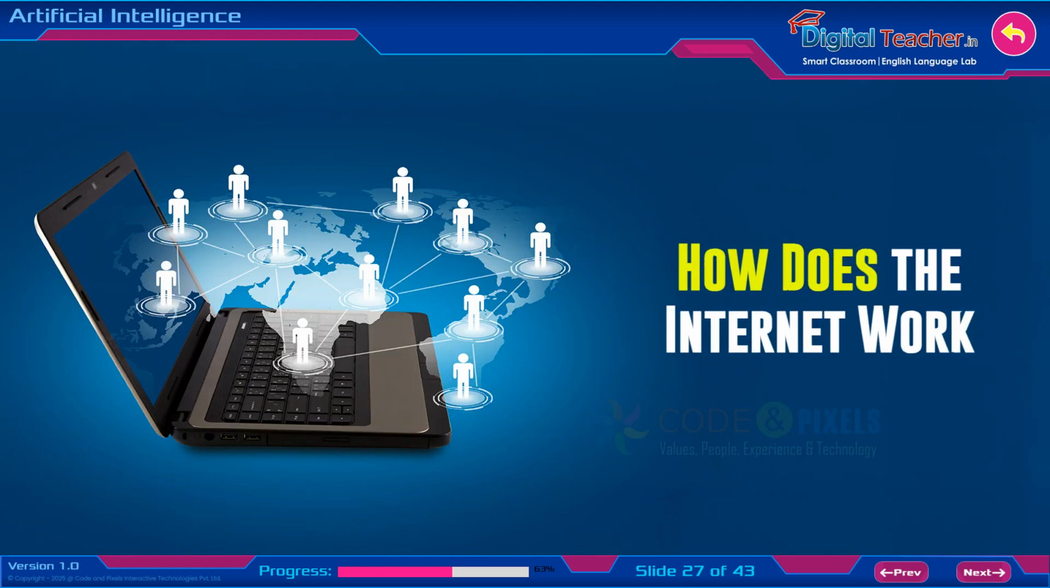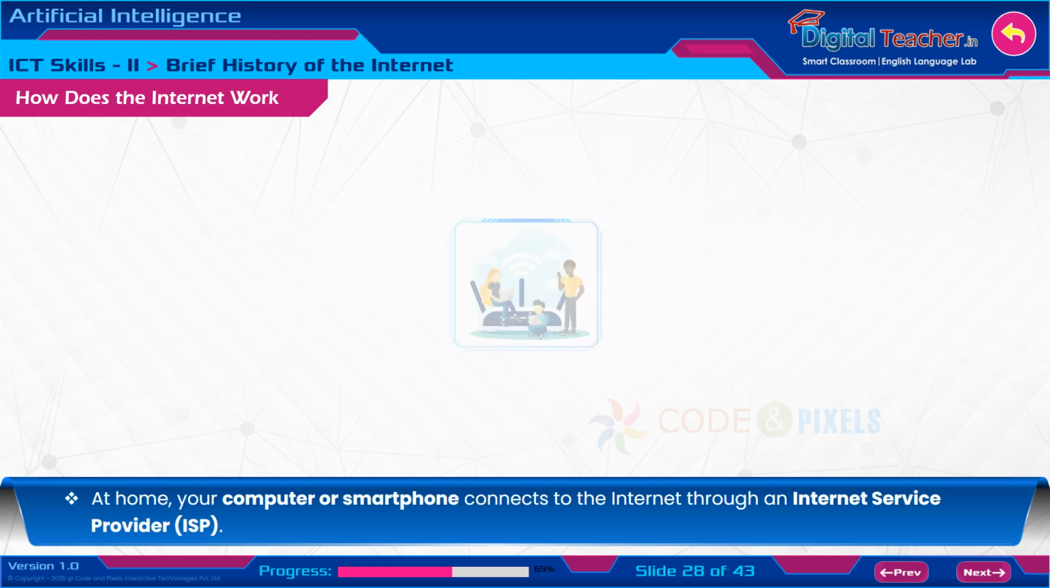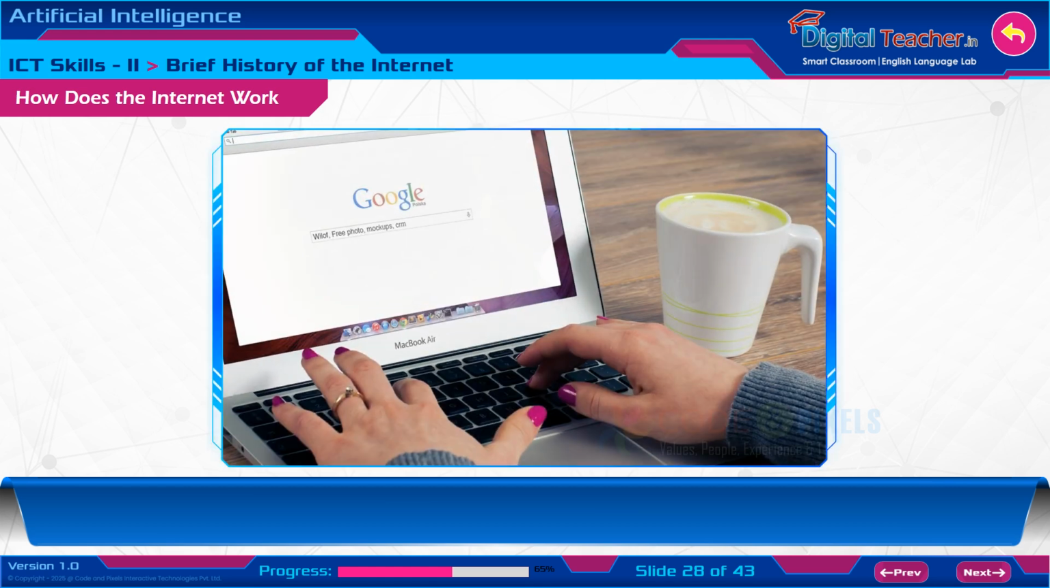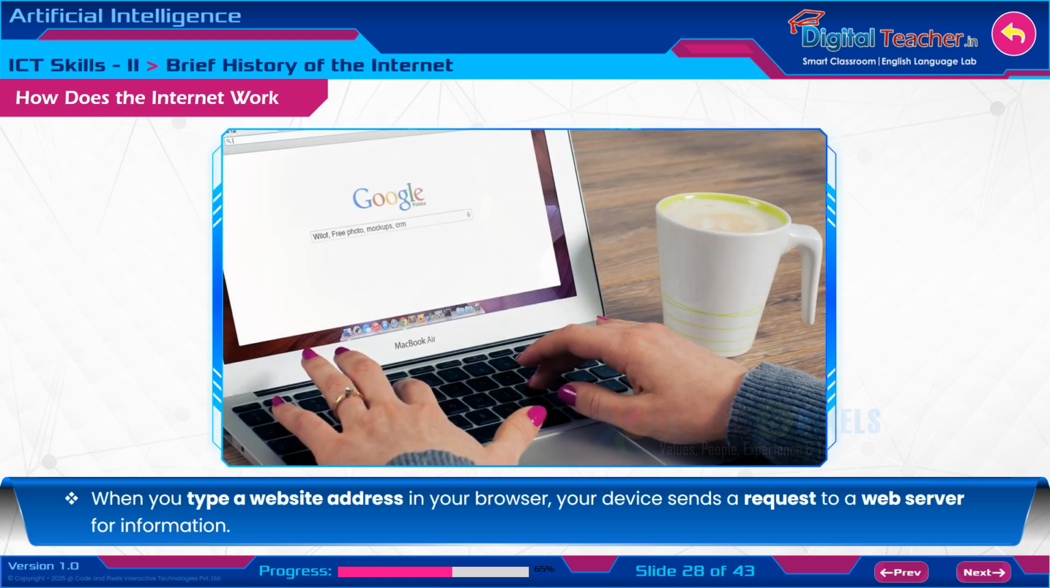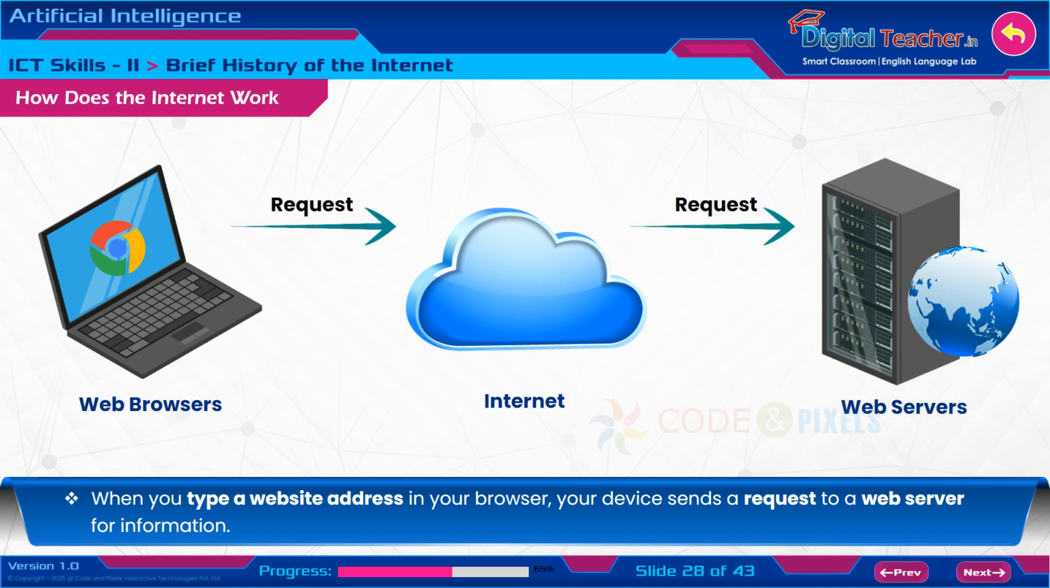How does the Internet work? The working of the Internet is as follows. At home, your computer or smartphone connects to the Internet through an Internet service provider. When you type a website address in your browser, your device sends a request to a web server for information.